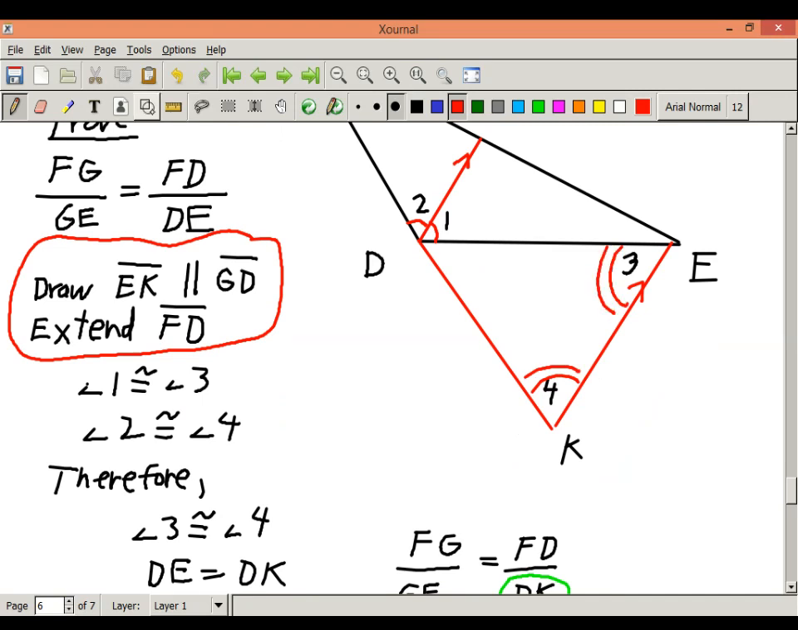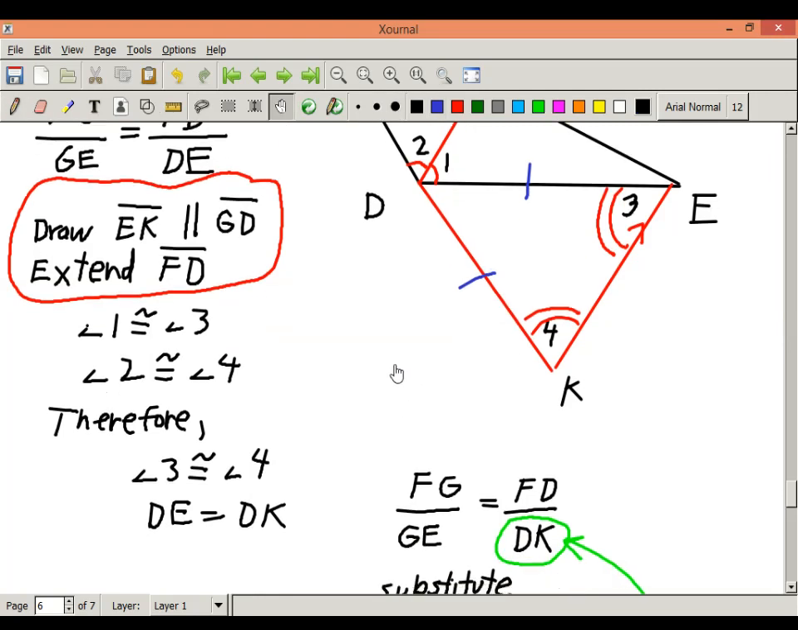Now, if you look at triangle DKE, that one right down there where the pointer is, now I can say that this segment DE is congruent to DK. That's the converse of the isosceles triangle theorem. If two angles of a triangle are congruent, then the sides opposite those angles are congruent. So there we got DE congruent to DK. We're going to need that here in a minute.